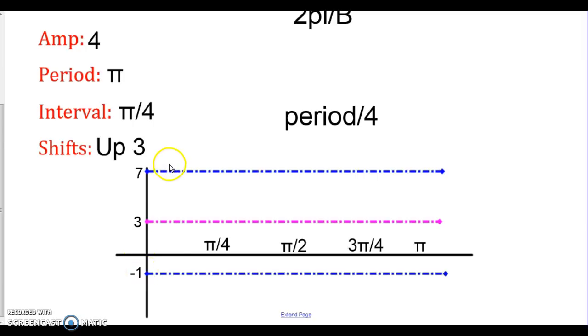My whole function will be oscillating back and forth between those two blue lines, and it will be bouncing back and forth across that middle line.